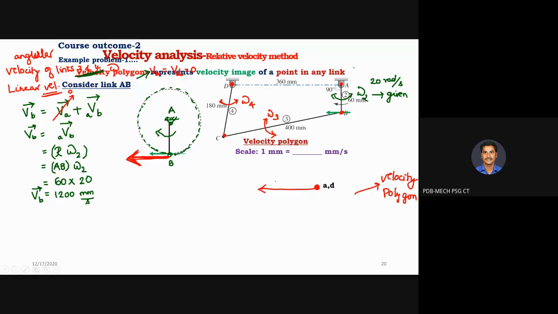Now tell me, what is the length you are supposed to draw? That is very important. We know the direction. The magnitude I have said is 1200 mm per second for the velocity of B. But normally we are using our normal scale. How can we represent it there? For that we need to take a different scale. You would have used one scale for the configuration diagram; leave that scale aside. The scale we draw for the velocity polygon is different.